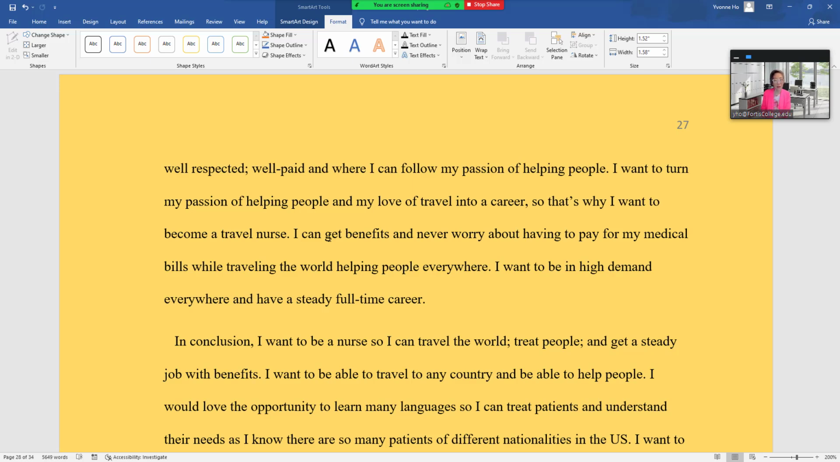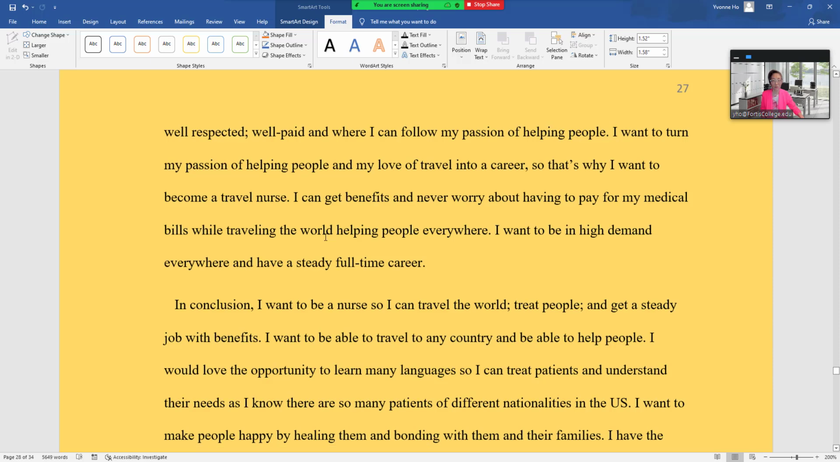I want to turn my passion of helping people and my love of travel into a career. So that's why I want to become a travel nurse. I can get benefits and never worry about having to pay for my medical bills while traveling the world. And I want to be in a high-demand, steady, full-time career.